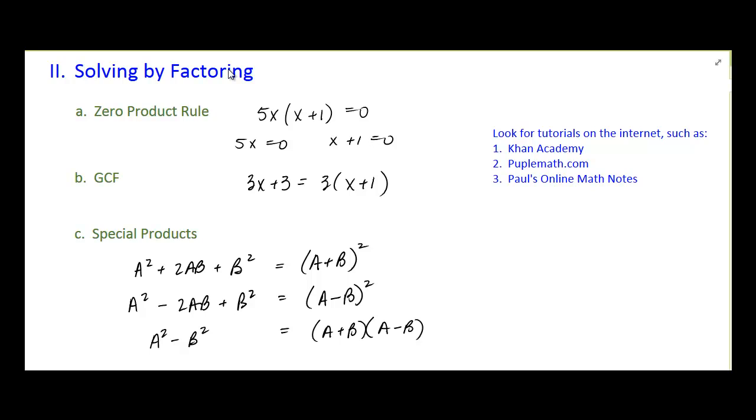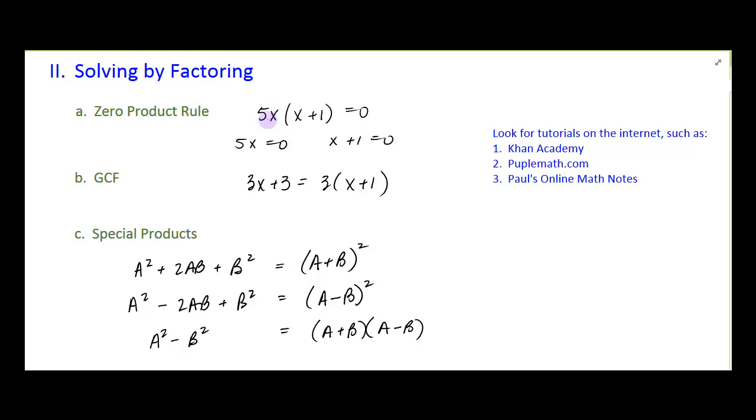The next method we're going to use to solve our trig equations is to solve by factoring. And I want to go over a couple of things that you may have forgotten, or I just need to remind you about when we solve equations by factoring. First of all, we have what we call the zero product rule.